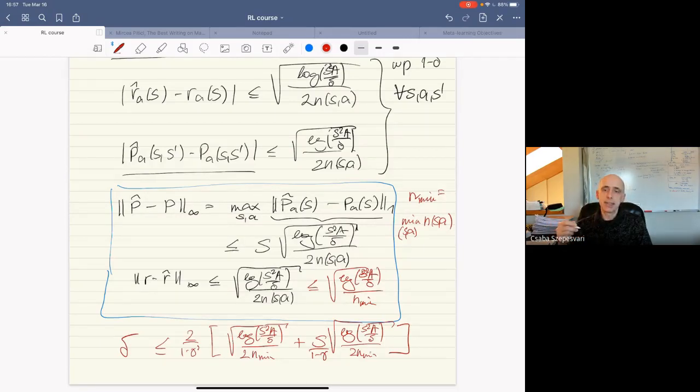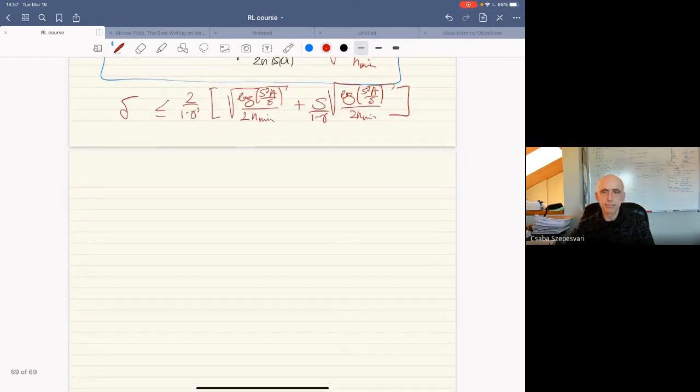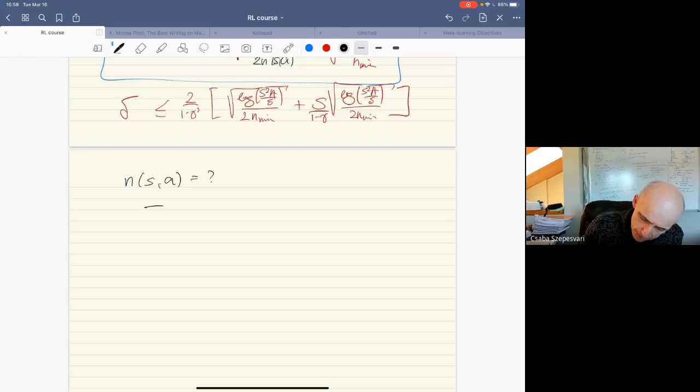So if we need to allocate the samples to make this upper bound the smallest possible, how should we do this? I can control NSA. I have a total budget of n, so what should be the value of NSA? If I know that for all state action pairs, if I sum up all the samples, I get n, and I want to minimize this upper bound, which is a function of these NSA things.